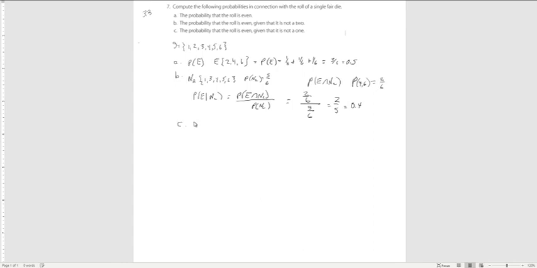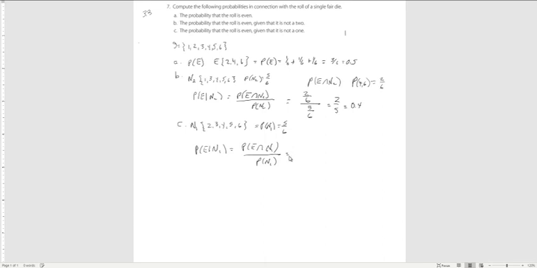Okay, for C, here we're wanting the probability that the roll is even, given that it is not a 1. So let's say not 1. In this case, not 1 is going to be 2, 3, 4, 5, or a 6. So again, the probability of not 1 is going to equal 5/6. Okay, we're good there. So I want to know the probability that we have an even, given that it's not a 1. We're just going to take the probability that it's even intersected with not 1, divided by the probability of not 1.